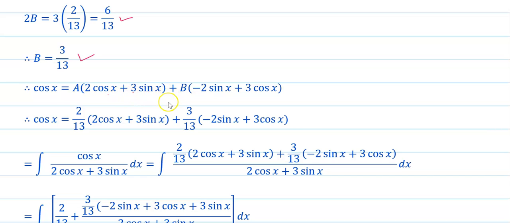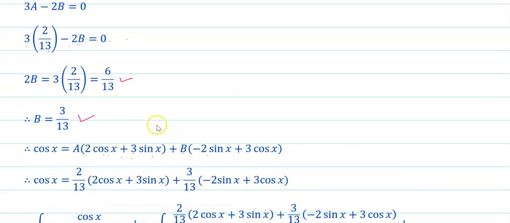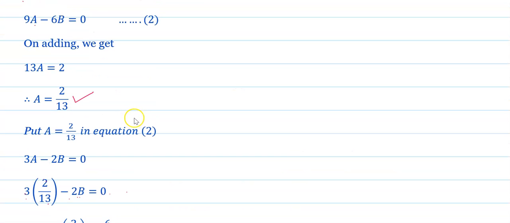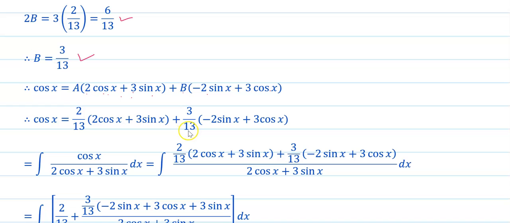3 sin x plus, that is a into denominator plus b into derivative of the denominator. The derivative of 2 cos x is minus 2 sin x. Derivative of 3 sin x is 3 cos x. Okay. Substitute the value of a, a is 2 upon 13, okay, and b is 3 upon 13. And hence, this cos x can be written as this whole expression. It is written here, okay.